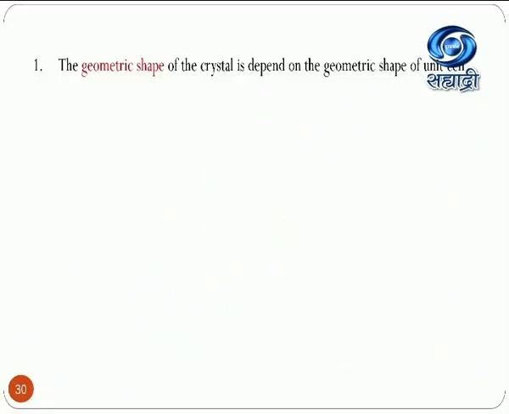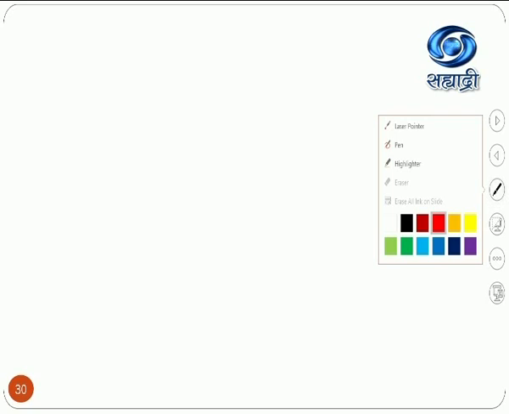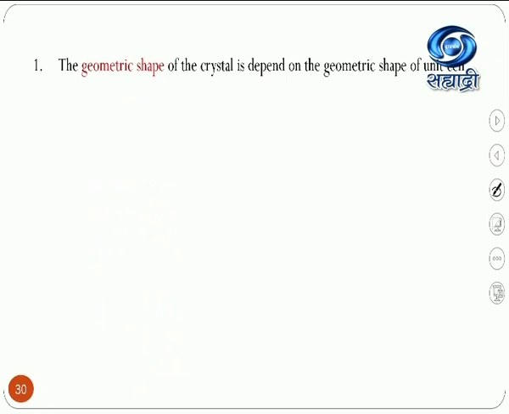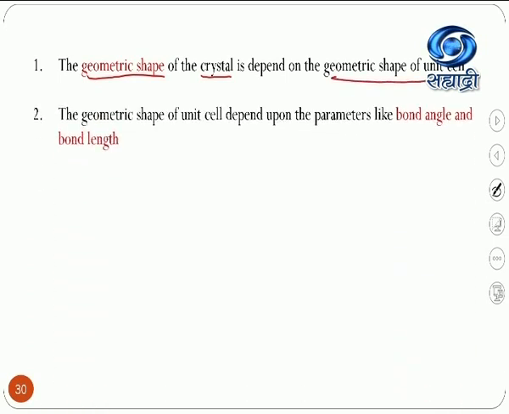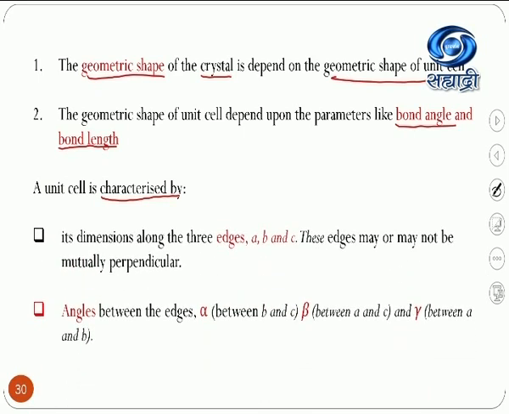Now, the geometric shape of the crystal depends on the geometric shape of the unit cell. As I said, the unit cell constructs the whole crystal. So the geometric shape of any crystal depends on the geometric shape of the unit cell. The geometric shape of the unit cell depends on parameters like bond angle and bond length. The unit cell is characterized on the basis of that bond angle and bond length. How are they characterized?